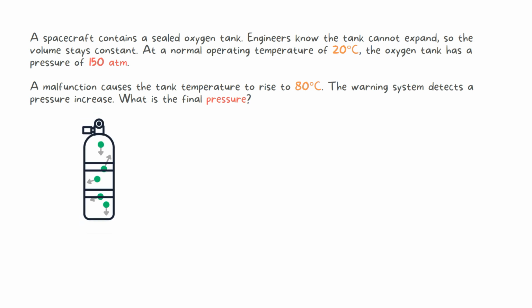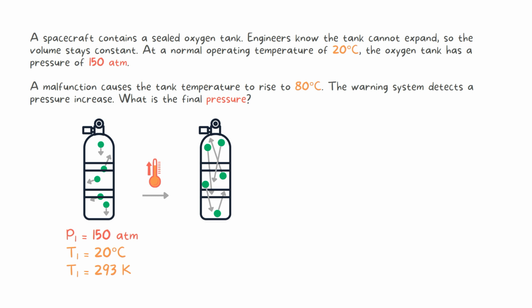So here is our oxygen tank with the particles inside of it. It's sealed shut. We're not changing the volume, and we're not changing the number of particles in it. The initial pressure is 150 atmospheres at a temperature of 20 degrees Celsius, or converted to kelvins is 293 kelvins. Now, the temperature is going to increase for this tank. It's going to increase all the way up to 80 degrees Celsius. So the new pressure inside that tank is also going to increase. And the reason it does is because we still have the same number of particles, but now they are moving faster. And you can see that because I've represented that with longer arrows. So we're finding the new pressure.